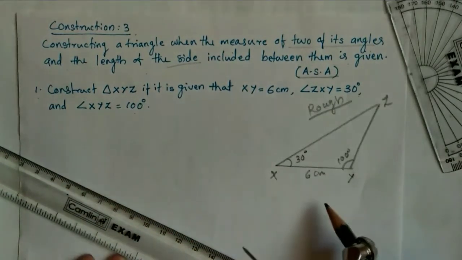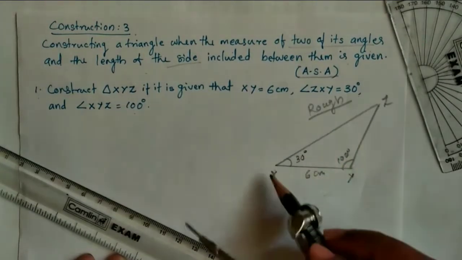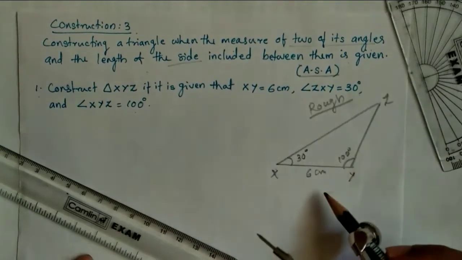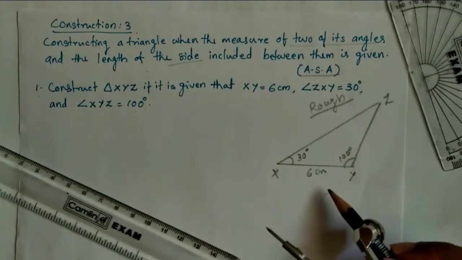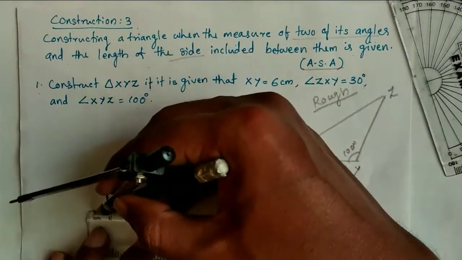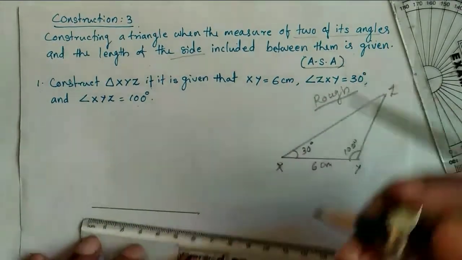So we have a rough sketch. Here XY equal to 6 centimeter, X 30 degrees, and Y 100 degrees. So this is the rough sketch XYZ. First of all we have to draw XY equal to 6 centimeter. Here one side and two angles are given.